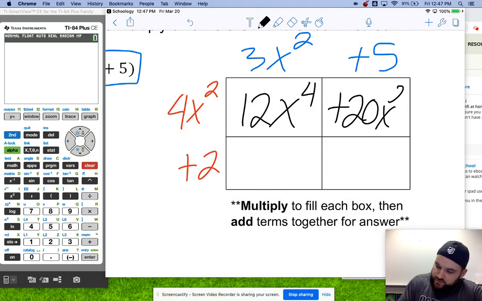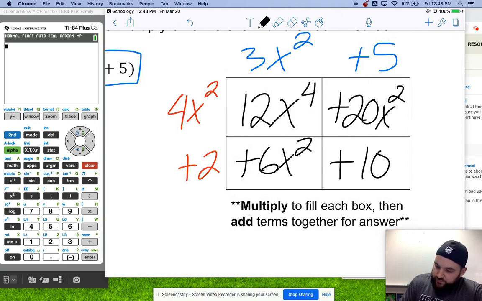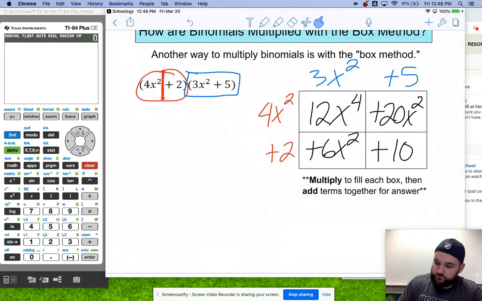And that x squared stays the same. Lower left are those 2 terms. So 2 times 3x squared is going to be positive 6x squared. And in the lower right-hand corner, I have positive 2 times positive 5, which is positive 10. Okay. Now, the boxes are filled up.